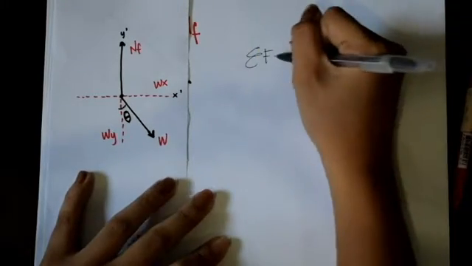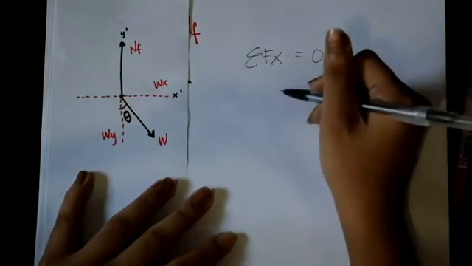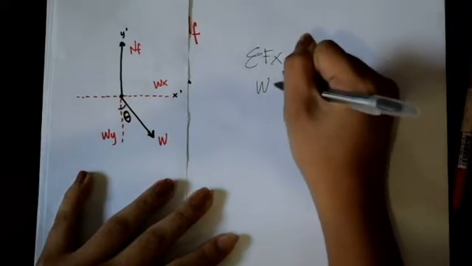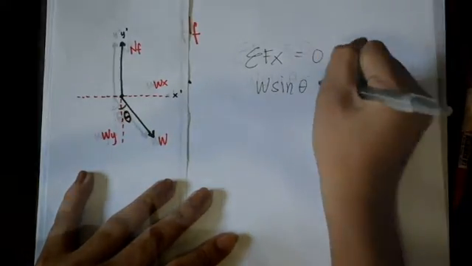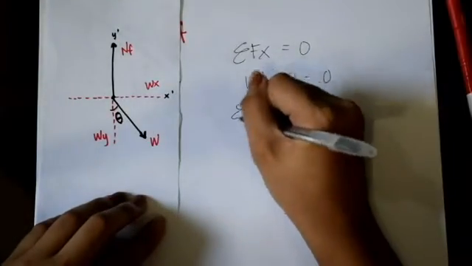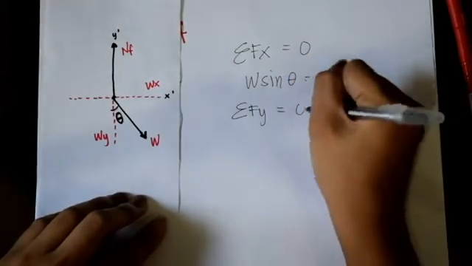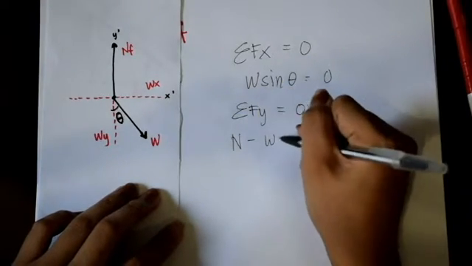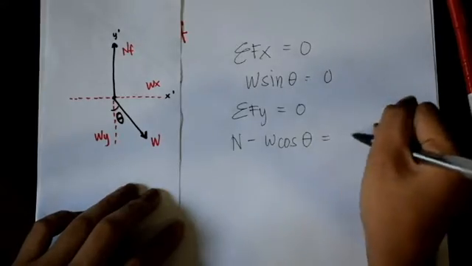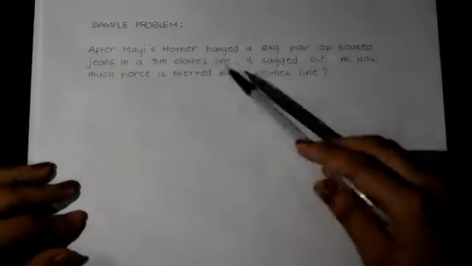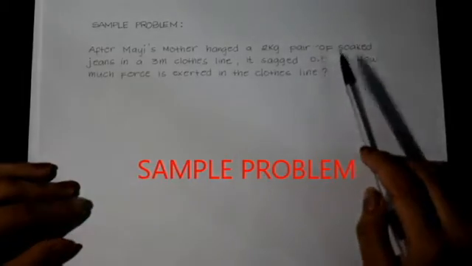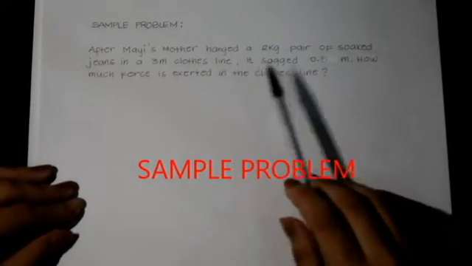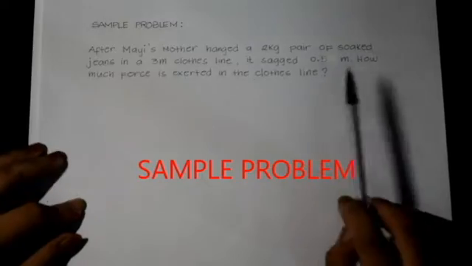Therefore, the summation of Fx equal to 0 will be represented as W sine theta is equal to 0. While the summation of Fy equal to 0 is represented as the normal force minus weight cosine of theta is equal to 0. After Maya's mother hanged a 2 kilogram pair of soaked jeans in a 3-meter clothesline, it sagged in 0.5 meters. How much force is exerted in the clothesline?